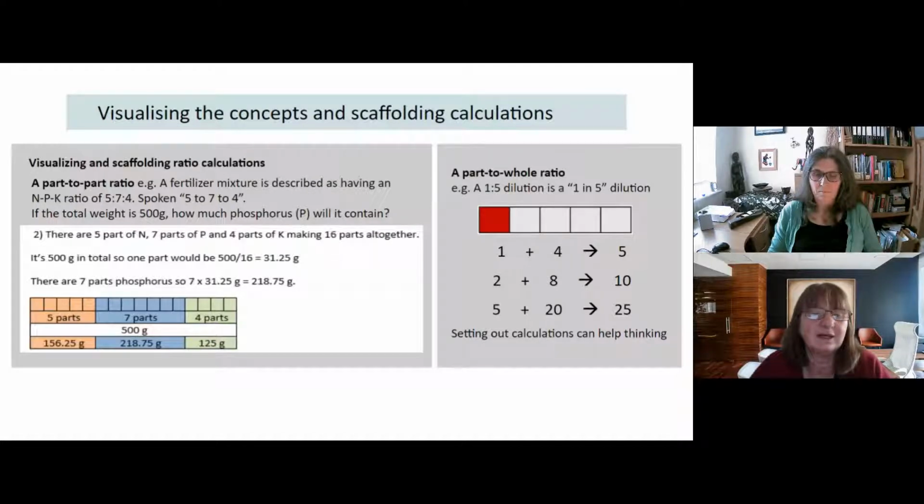So visualizing the calculation in that way helps you to think through what it is you need to do, then it becomes much easier. I think one of the things that is difficult about dilutions is that when we say a 1 in 5 dilution, that's actually a part to whole ratio. We're talking about a 1 in 5 rather than a 1 to 5. So being really clear about that language: a 1 in 5 dilution is actually a 1 to 4 dilution.